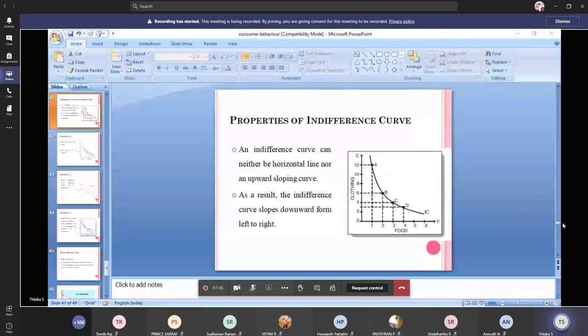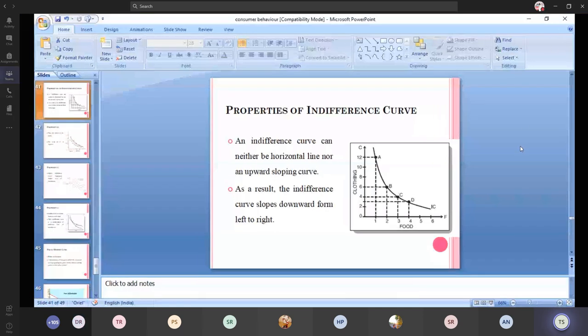So the properties of indifference curve, as we already discussed: an indifference curve slopes downwards. If a customer wants to buy more of one commodity, he will always buy less of the other commodity. That is what we discussed in the diminishing marginal rate of substitution. If a customer wants more and more of one commodity, he has to give up the second commodity. So if a customer is ready to give up some units of the first commodity, he will have the addition of the second unit.